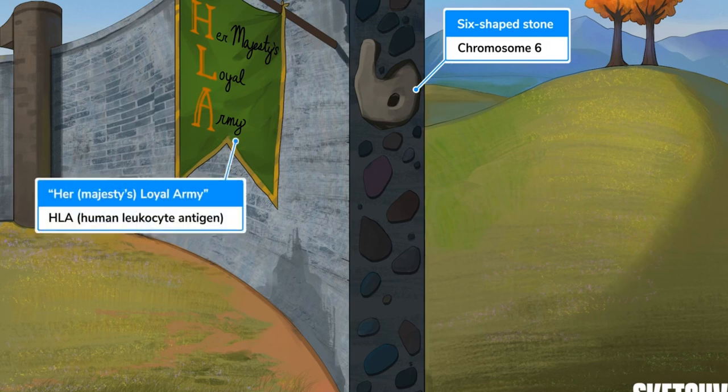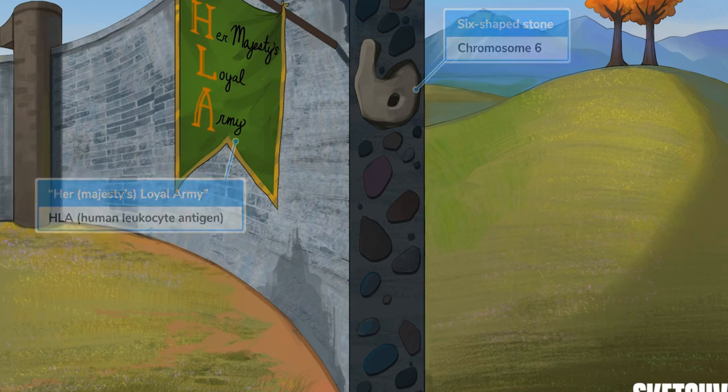On chromosome 6, the specific genes that code for MHC are located in the human leukocyte antigen locus, or the HLA locus, represented here by the HLA banner touting Her Majesty's Loyal Army. Hooah! Or something like that.